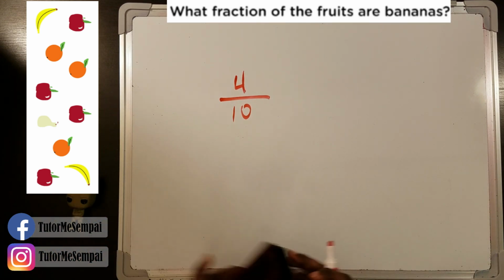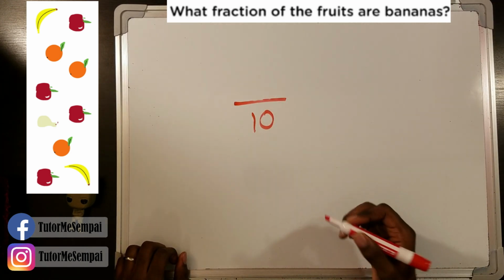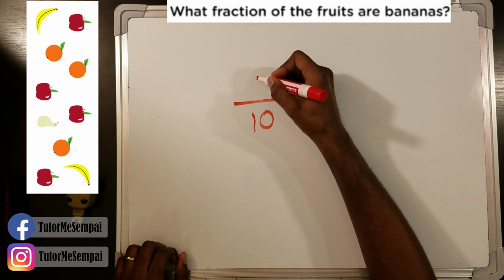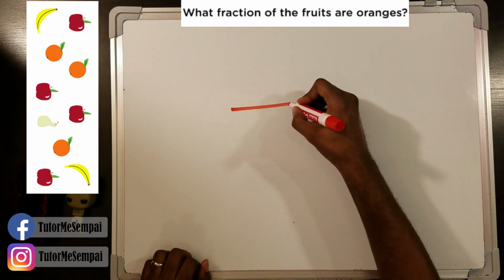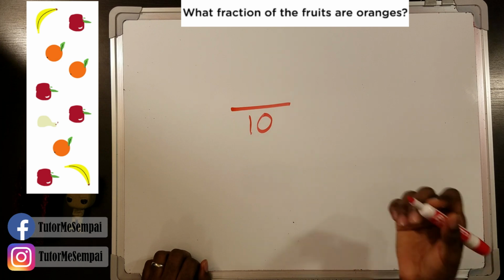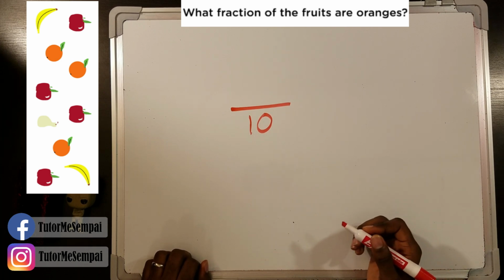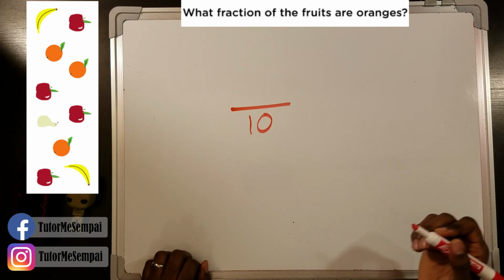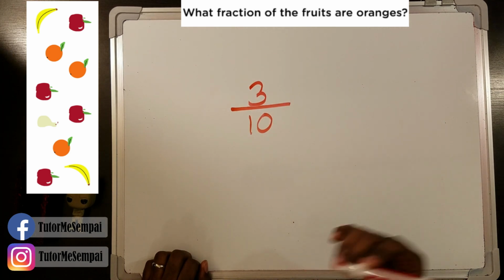How about bananas? Once again, the number of fruit hasn't changed. But our focus changed from apples to bananas now, so we have 1, 2 bananas. How about oranges? Once again, total fruit has not changed, but our focus has changed, and now we're looking at oranges instead of bananas. So how many oranges do we have? 1, 2, 3. So we have 3 oranges out of our 10 fruit.